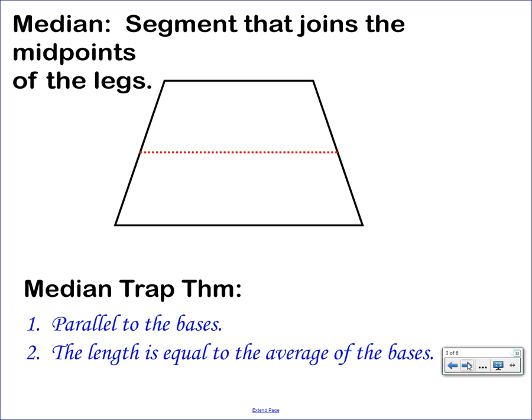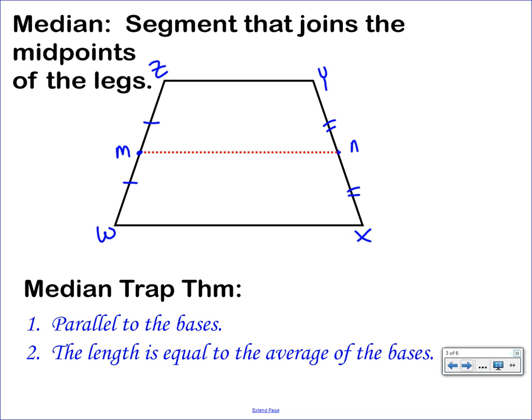You hopefully also found out something about the median. The median is a segment that joins the midpoints of the legs. Now this is for any old trapezoid. It does not have to be an isosceles trapezoid. M is the midpoint, and N is the midpoint, of trapezoid WXYZ.